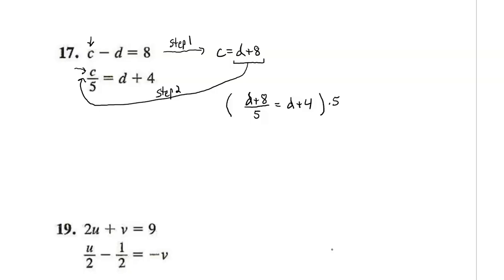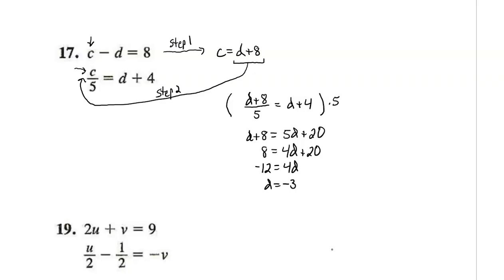On the left side of the equals, the denominator cancels away, and you're left with D plus 8. That's the reason for multiplying by 5. On the right side, we get 5D plus 20. Now, subtract D from both sides. That makes 4D plus 20. Now, subtract 20 from both sides. This makes negative 12 is equal to 4D. And now divide by 4. D is equal to negative 3.